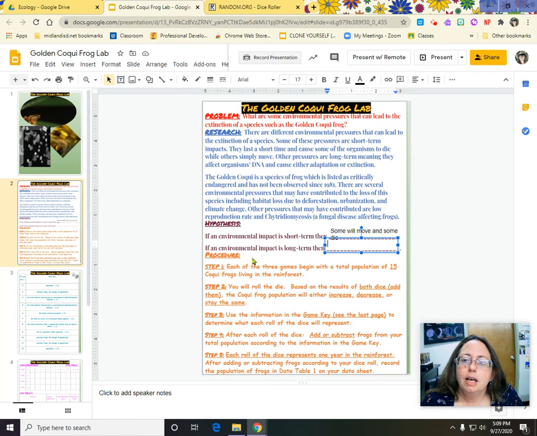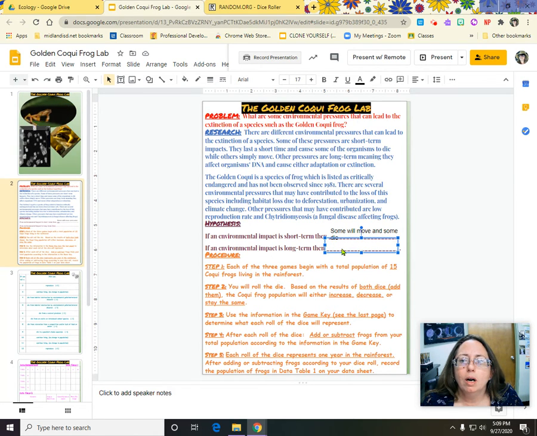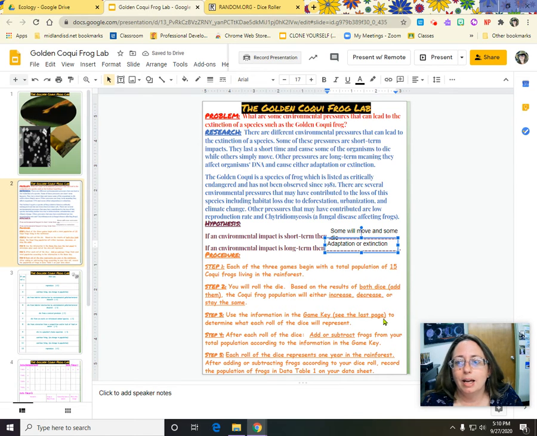Then it says, if an environmental impact is long-term, then, well, it kind of tells us up here. Long-term affects an organism's DNA and causes either adaptation or extinction. Okay, so permanent change, right? Adaptation or extinction, and both of those things are going to be a permanent change, right? So they adapt, they've adapted. They're extinct. Well, that's really sad.